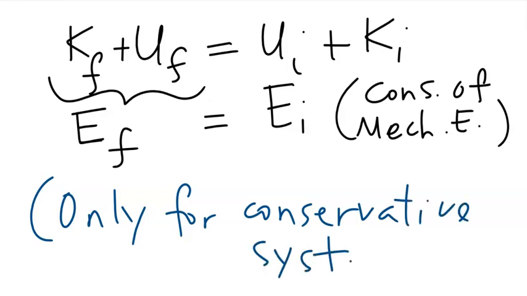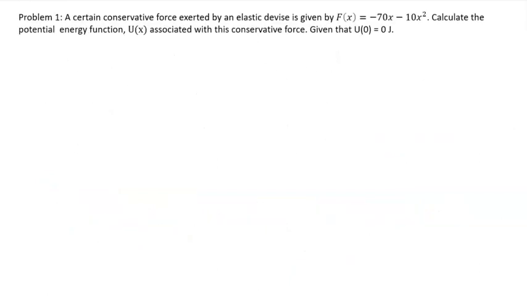So if a system has non-conservative forces like friction, then conservation of mechanical energy will not work. Let's look at the problem associated with conservative force. A certain conservative force is given by this expression. Calculate the corresponding potential energy function associated with this conservative force, given that at x equals 0, the potential energy is 0 joules.